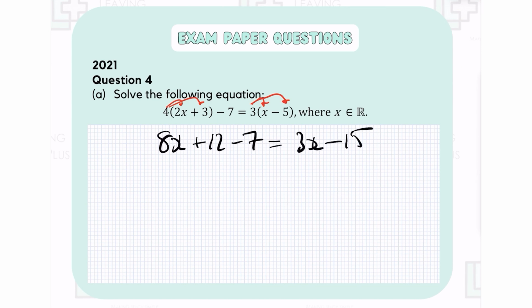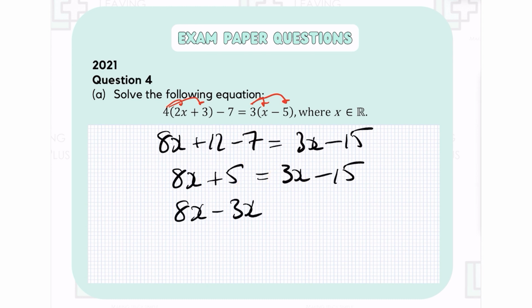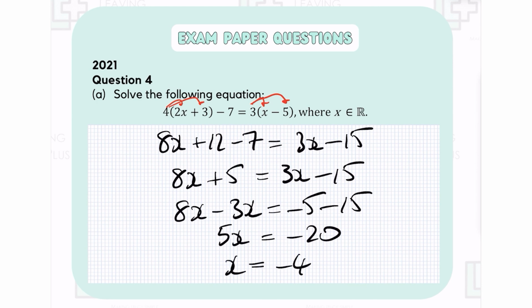Now it's time to simplify. So on the left hand side, 12 take away 7 is plus 5, and we have 3x minus 15 on the right. Balancing time again, so plus 5 is going to go by taking 5 from both sides, and then plus 3x is going to go by taking 3x from both sides. This will leave me with 8x minus 3x equals minus 5 minus 15. 5x on the left, minus 20 on the right. Divide both sides by 5 and we have a final solution of minus 4.